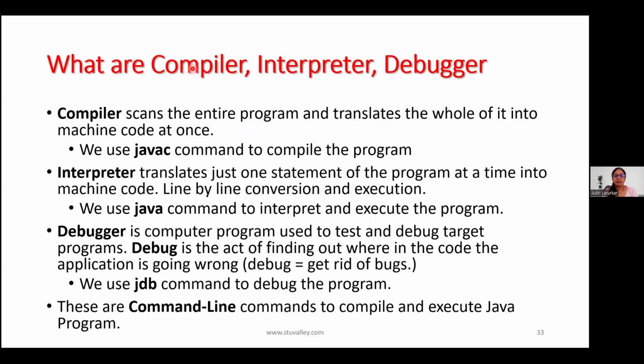Now we will see what is compiler, interpreter, and debugger. These are different parts that Java or any programming language has. So C and C++ only work on a compiler. Java is a compiled and interpreted language. That is why we have the compiler and interpreter as well as the debugger also.